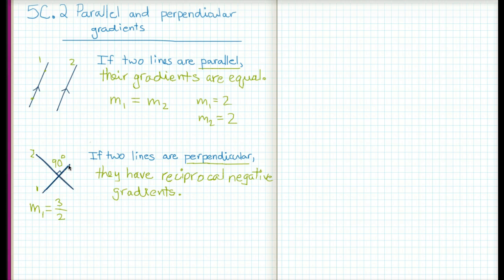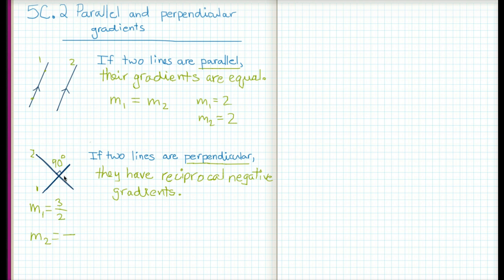So if line 1 is going positive, then if this line is at a 90-degree angle, it's going to be going in the other direction. Remember, I can tell a gradient is negative if I go from left to right and it's going down. So let's walk this line. Let's go from left to right, and then I'm going down. So that's negative. This one is positive. So they've got opposite gradients. If line 1 is positive gradient, then line 2 is going to be negative.